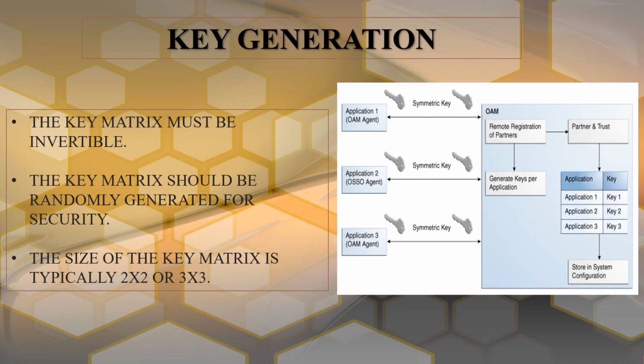Key generation. The key matrix must be invertible. The key matrix should be randomly generated for security. The size of the key matrix is typically 2 by 2 or 3 by 3.